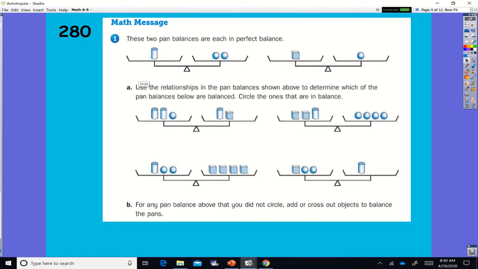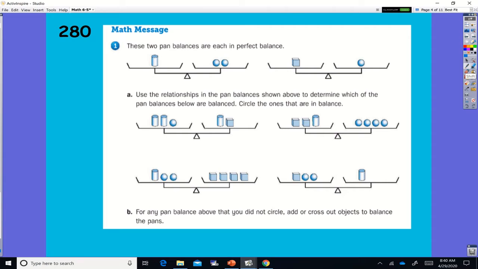Well, I'm going to write up here to help me. One cylinder is equal to 2 spheres. 1 cube equals 1 sphere. So essentially these are the same weight. So I know that this and this are going to be equal to each other, and I know this and this are going to be equal to each other. But we have this leftover sphere here, so I don't think that's going to be balanced. If we had that not there, then we would know that it's balanced.